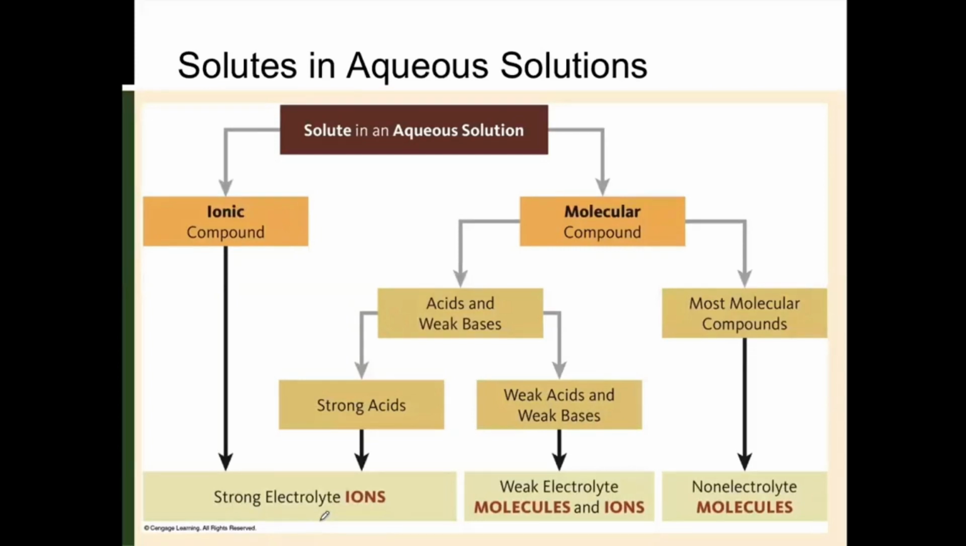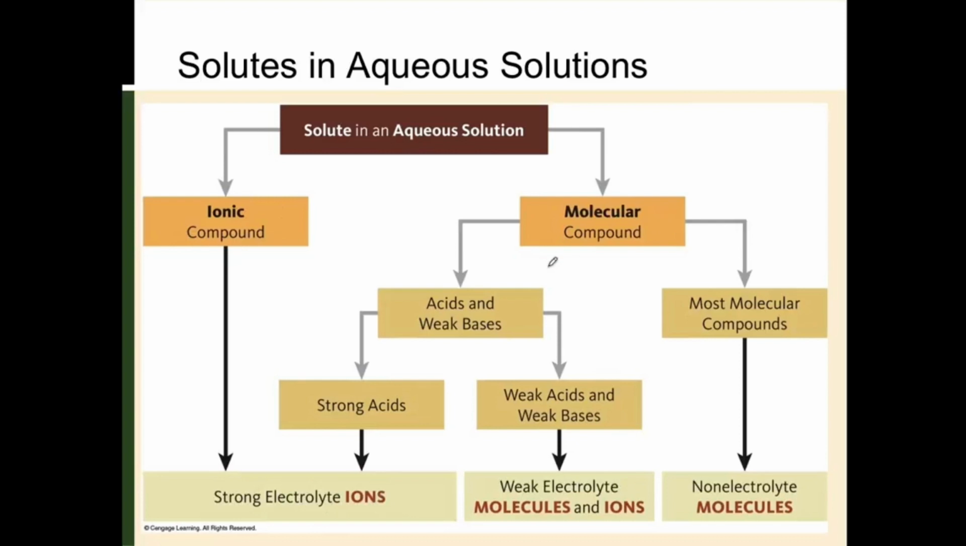Solutes in aqueous solution. So here's a flow chart of what to do. If we have a solute in an aqueous solution, first of all, we have to see if it is an ionic compound or molecular compound. If it's an ionic compound, then these are strong electrolyte ions. If it is a molecular compound, we then need to determine if it is an acid or a base.